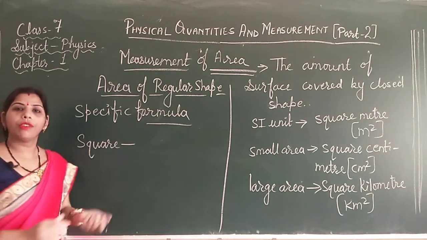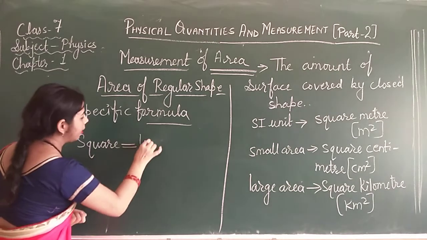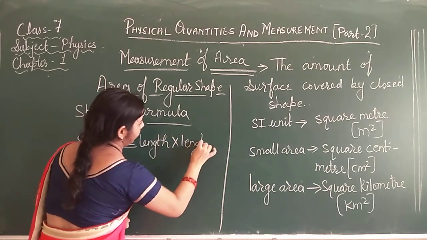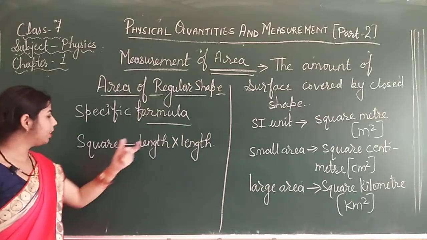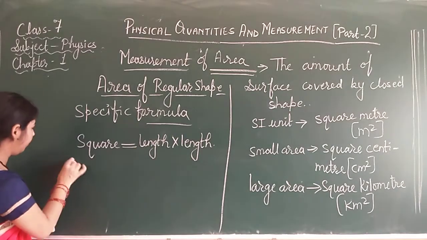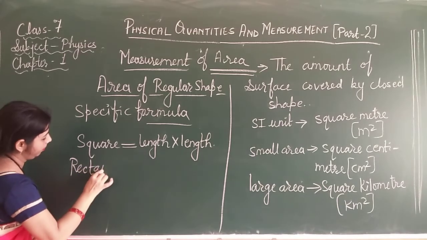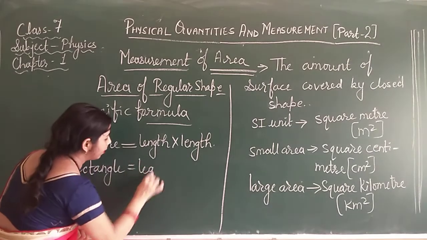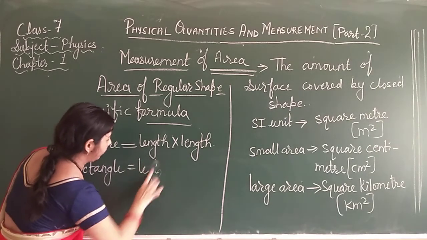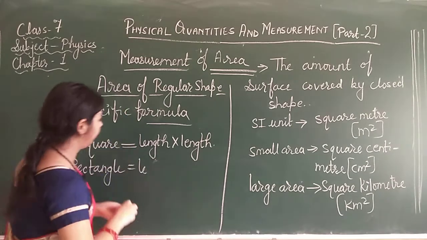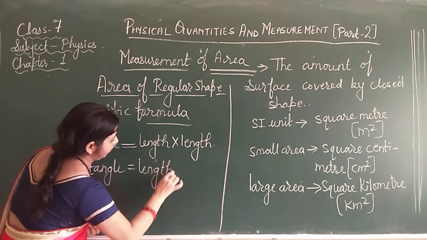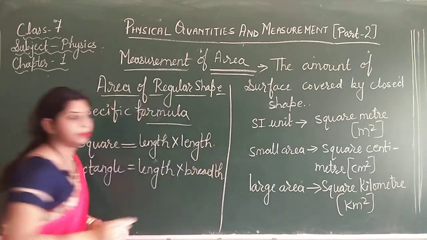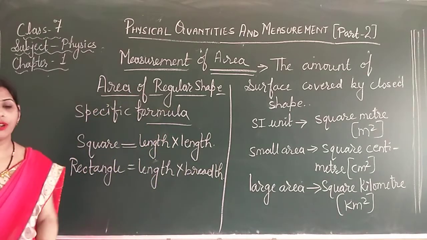For the area of a square, we have to apply the formula length into length. And if we want to measure the area of a rectangle, we need the length and breadth. So this is the area of a regular shape.